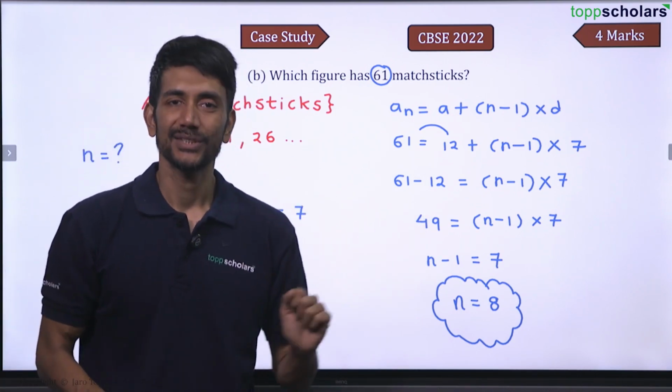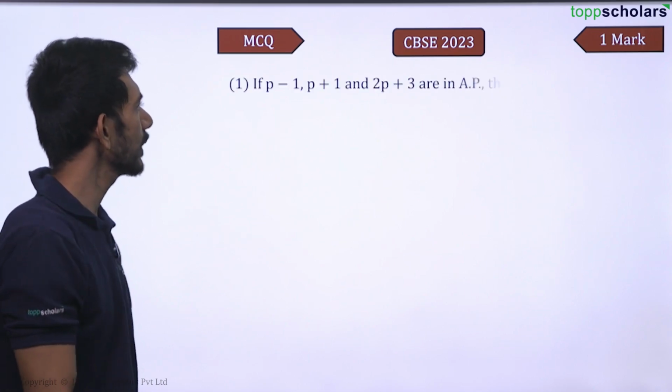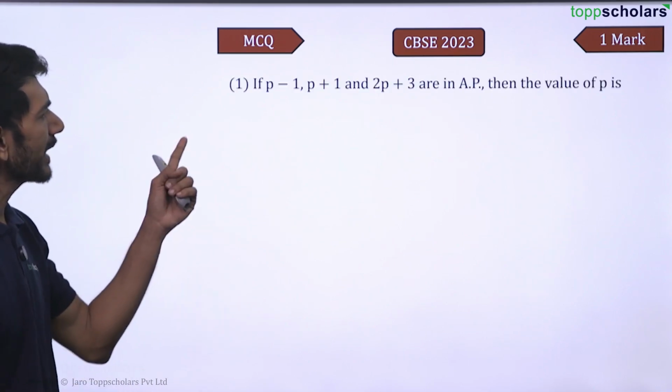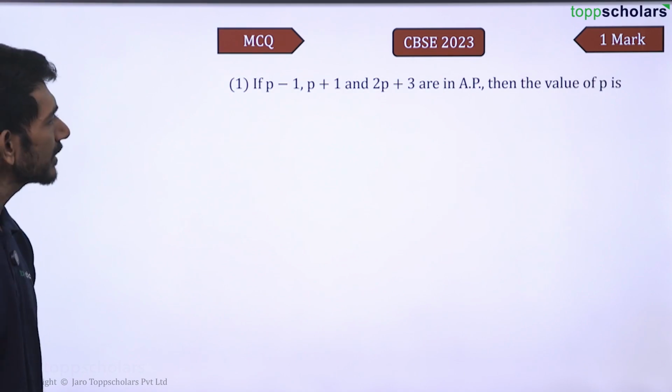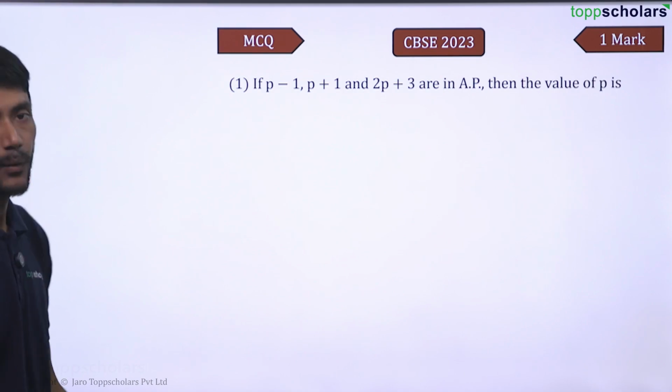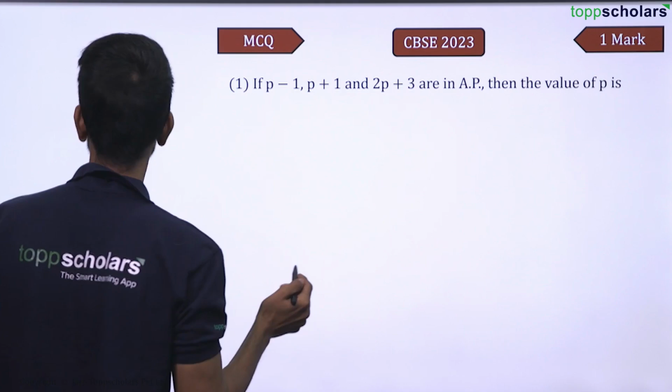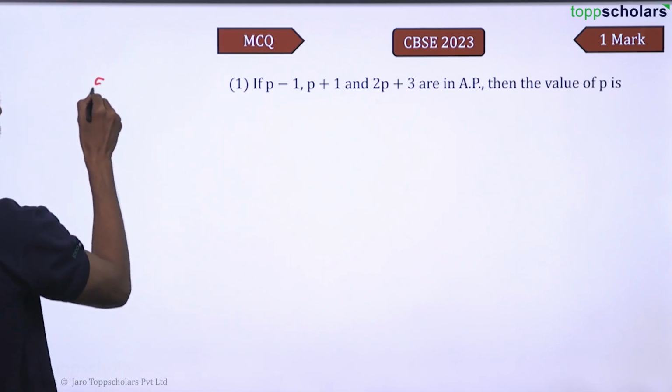I hope you have understood this question. Let's have a look at a new question now. It says P minus 1, P plus 1 and 2P plus 3 are in AP. Then what is the value of P? Very easy question. We have solved so many questions based on this now.